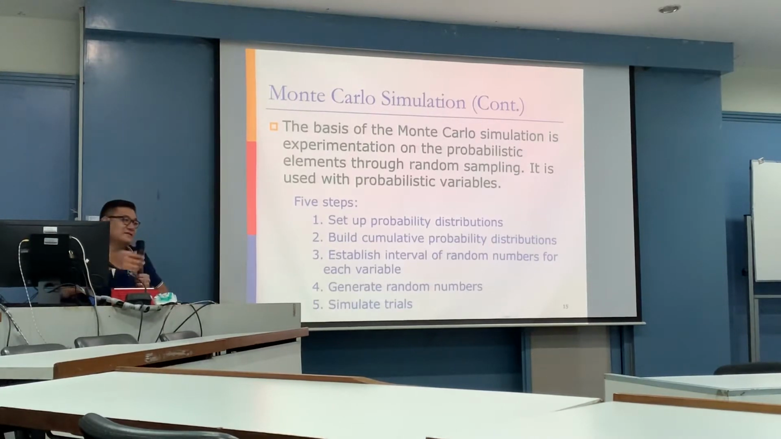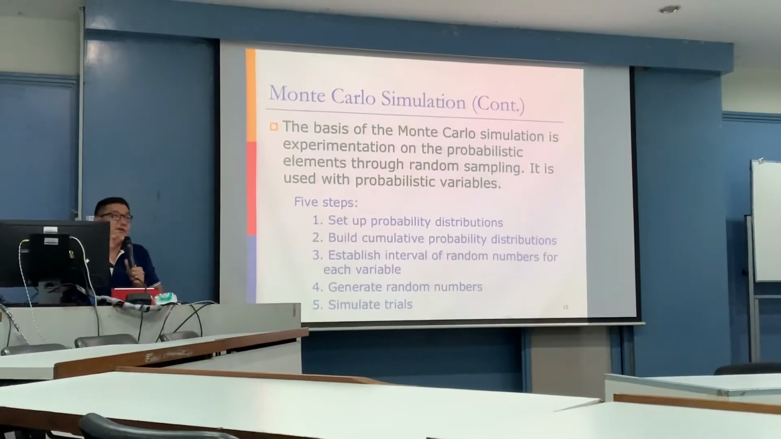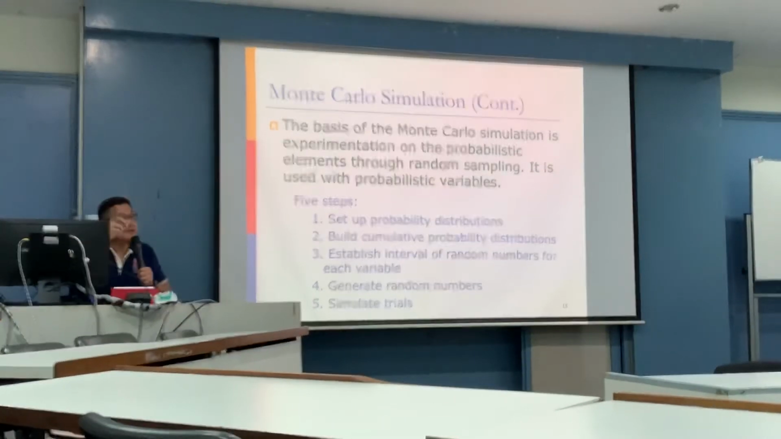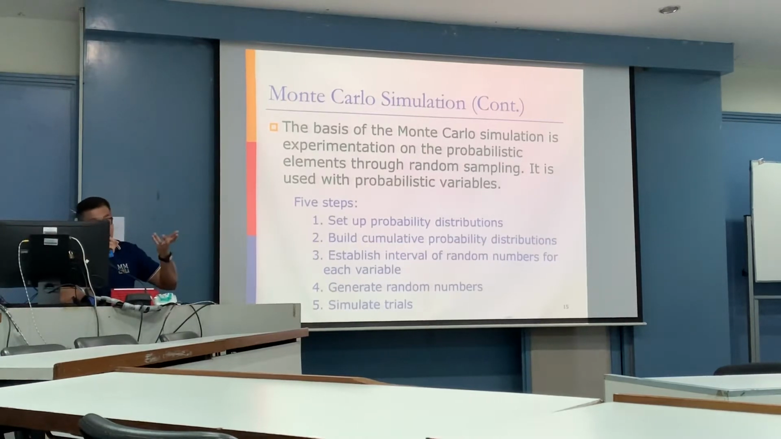So if I say that 60% of the customers are going to buy and 40% are not going to buy, it means that from the numbers 1 to 100, I use 1 to 60 as the range for customers who are going to buy, and 61 to 100 for those who will not buy. That's the 40% and 60%, right? Then when you do the Monte Carlo simulation, you generate the number.